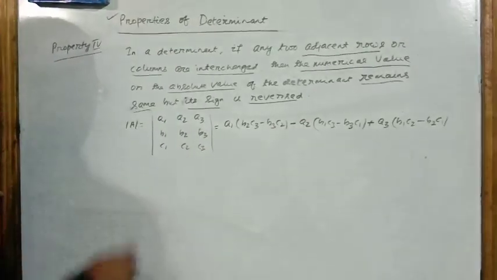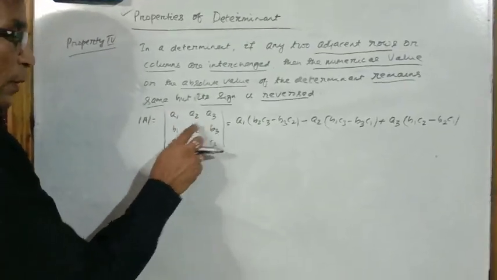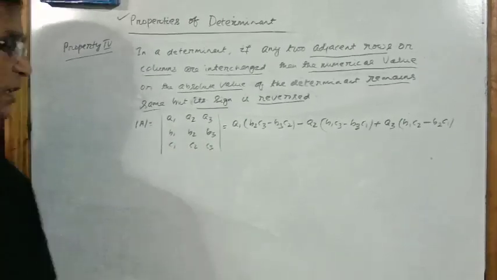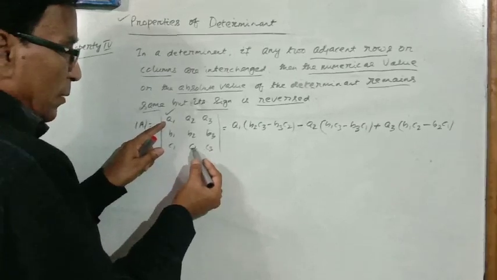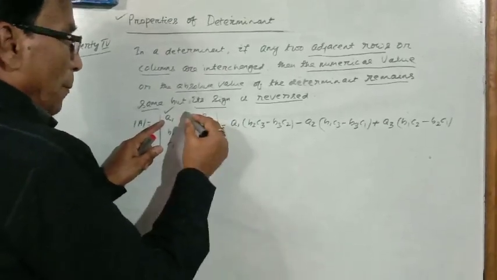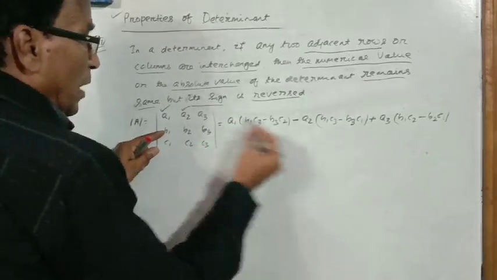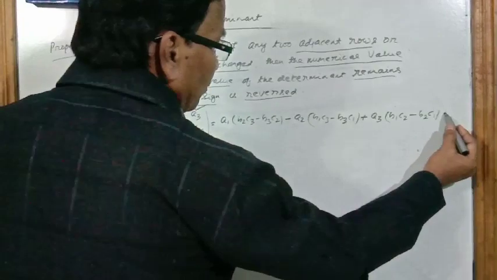Here we are taking a determinant A, which row-wise is A1, A2, A3, B1, B2, B3, C1, C2, C3. And what is the value of this determinant? It is A1 into (B2 C3 minus B3 C2) minus A2 into (B1 C3 minus B3 C1) plus A3 into (B1 C2 minus B2 C1).